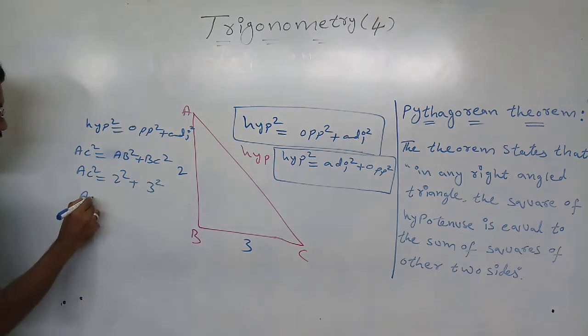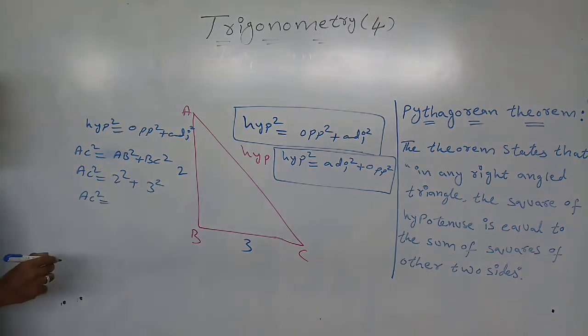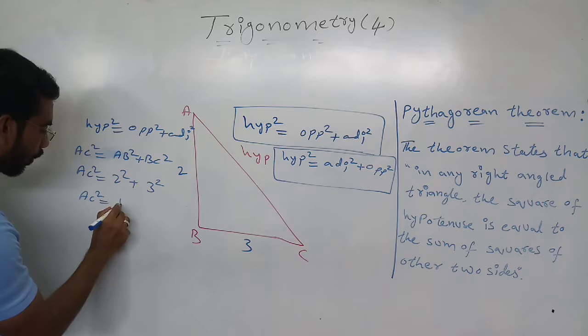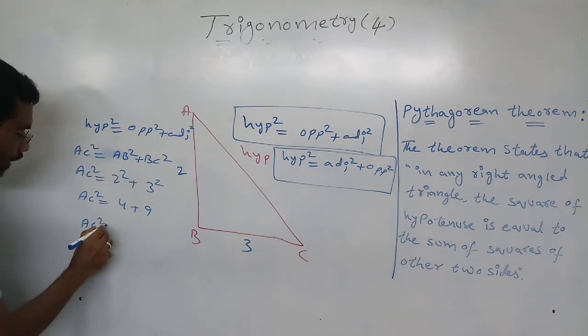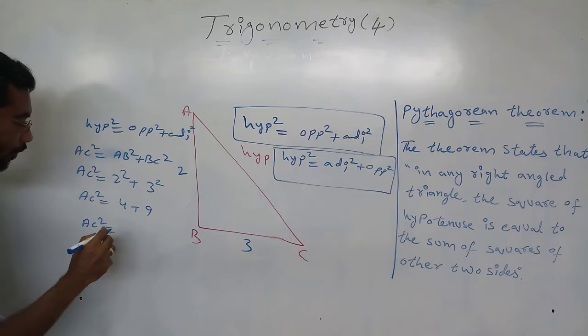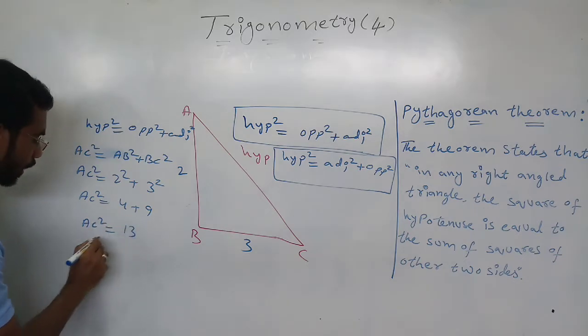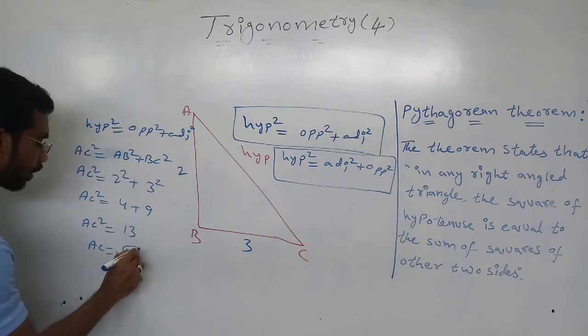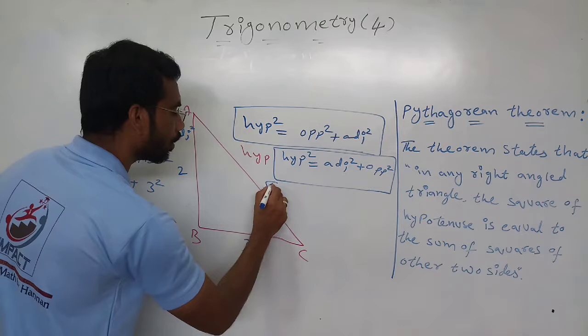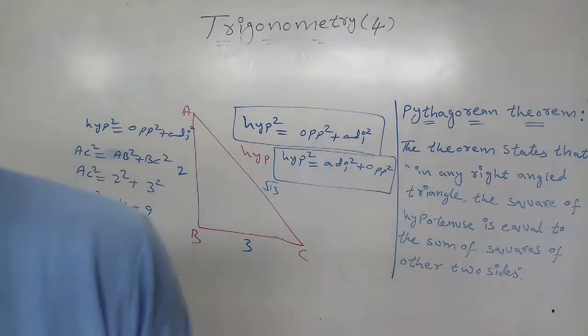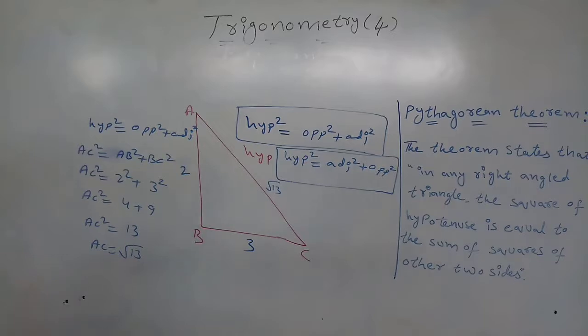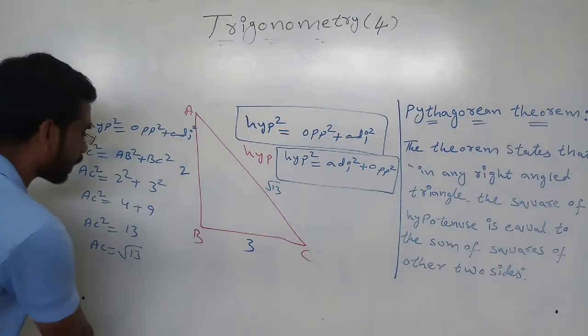AC square is equal to 2 square, how much will it be? 2 into 2, 4. Then 3 into 3, 9. AC square is equal to 4 plus 9, how much will it be? 13. Then AC is equal to root 13. It should be root 13.